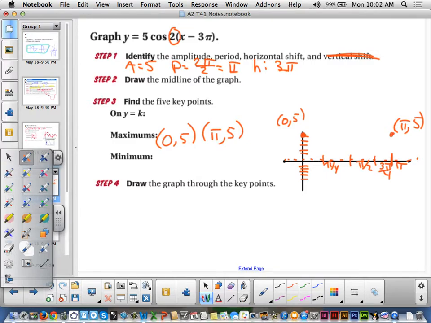So then we'll cycle through, hit the first point, that's your equilibrium. Hit the minimum at pi over 2, negative 5. Cycle up through the equilibrium back to the max. And there we have one cycle of this graph.